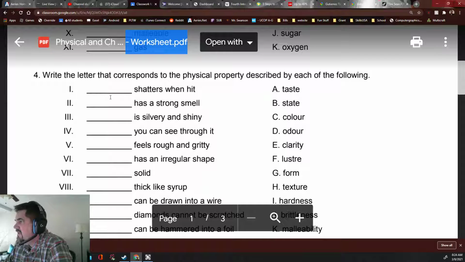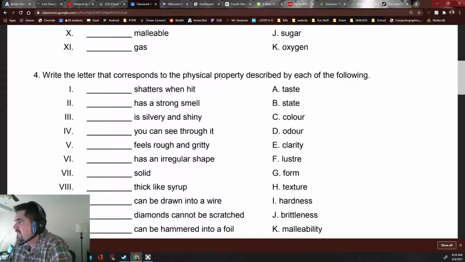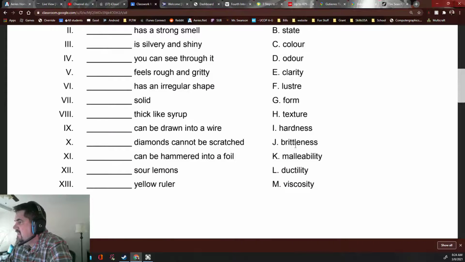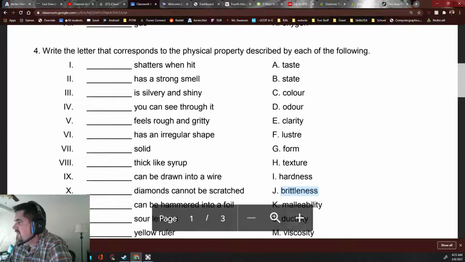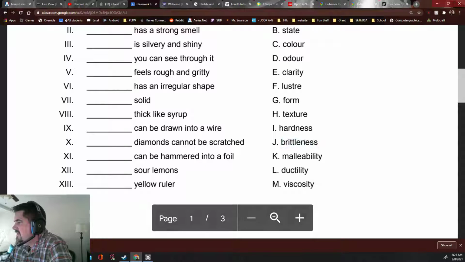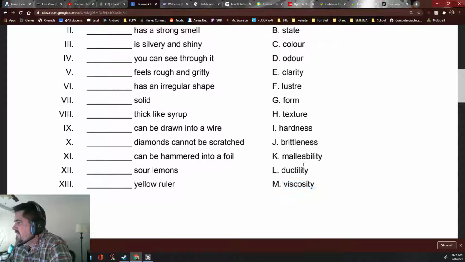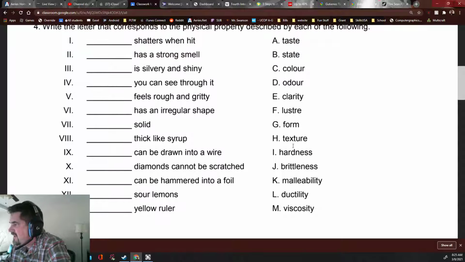This one you're going to write the corresponding physical property for each of the following. So shatters when it's hit. That would be brittleness. If it shatters when it hits, it's definitely brittleness. Most of these you can figure out. We went over viscosity, ductility, malleability. Brittleness is how easy it breaks. Hardness, that's how easy it's scratched. Texture, that's how it feels, bumpy, smooth, whatnot.